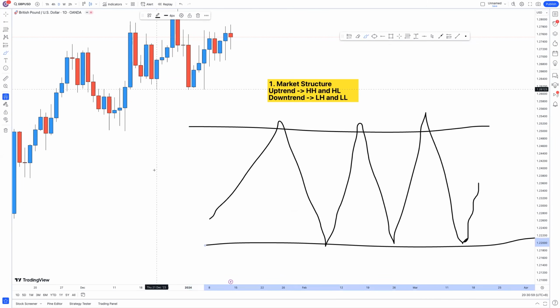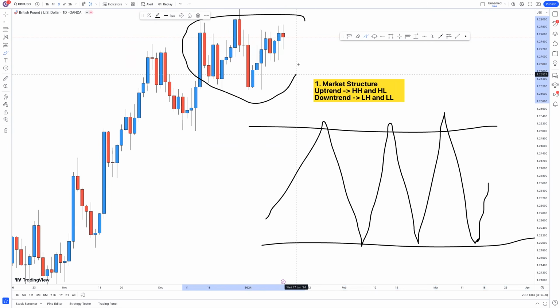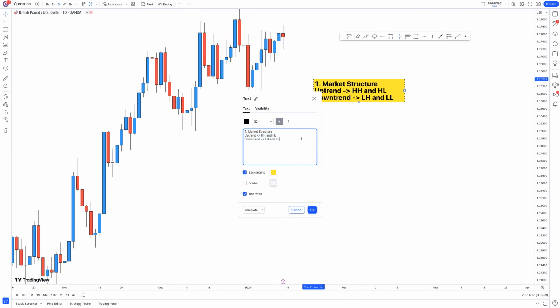So if you're a beginner, I would just advise you to stay out of the market when price is consolidating. Example right here. You see right here, price is just consolidating, not going anywhere. Stay out of the market. As simple as that. So next is consolidation.